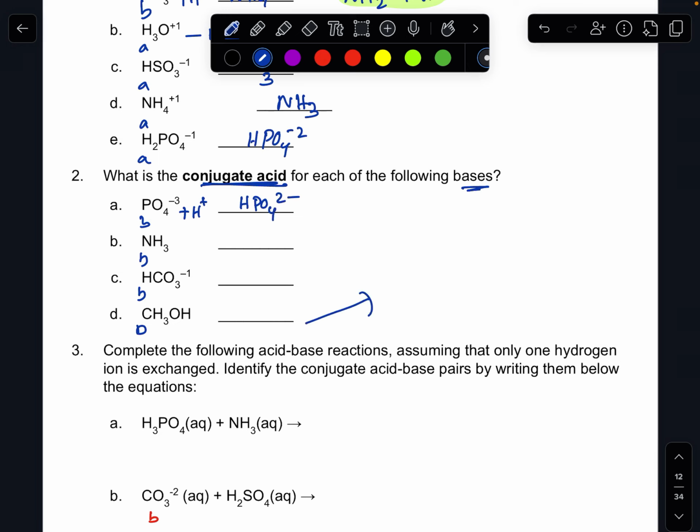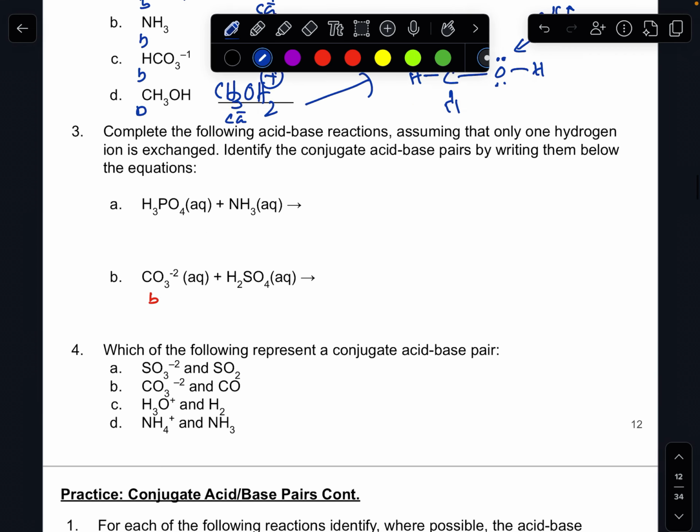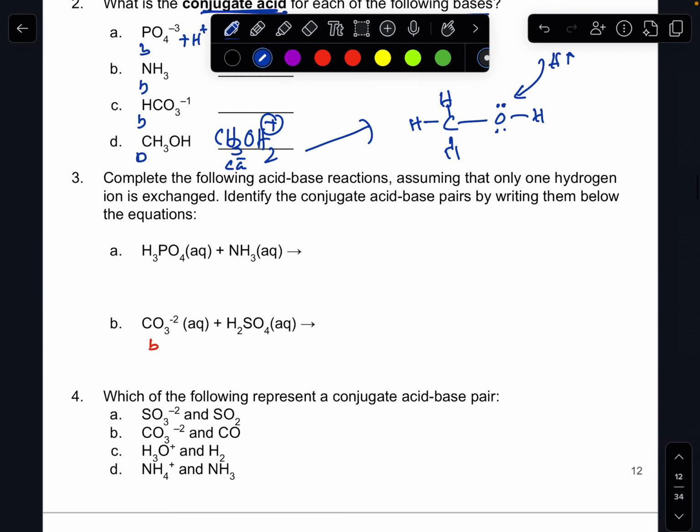And the last one, we may be confused how to write. It's an alcohol. Alcohol has a structure like this with a lone pair on oxygen. So this is the place they are gaining hydrogen. So that will become CH3OH2 plus. So all of them are conjugate acids now. You can write CA.